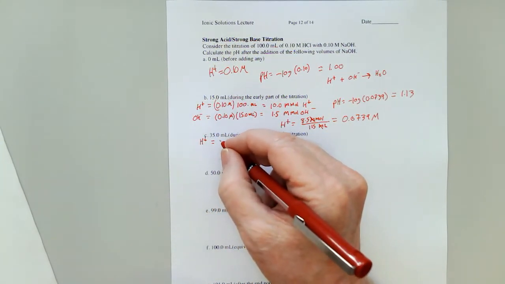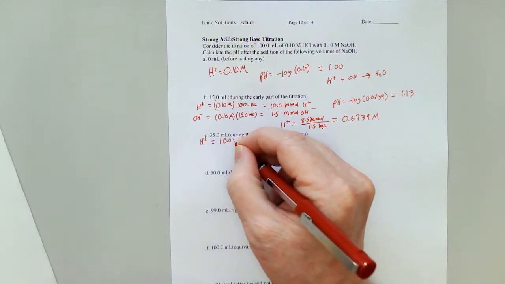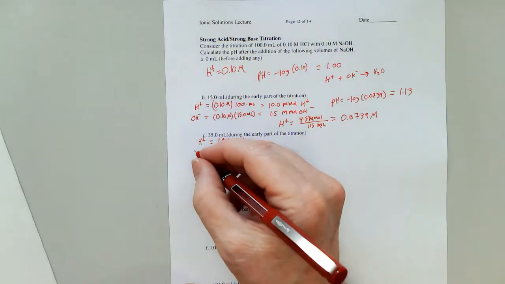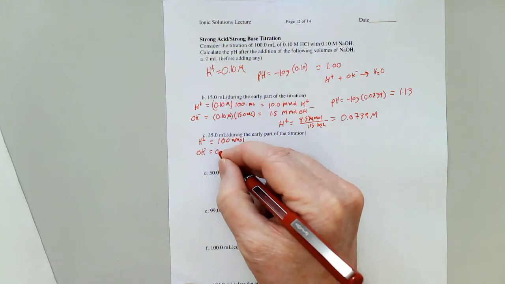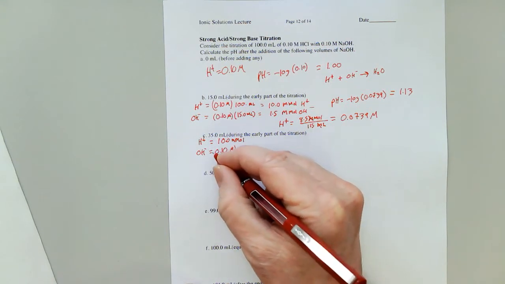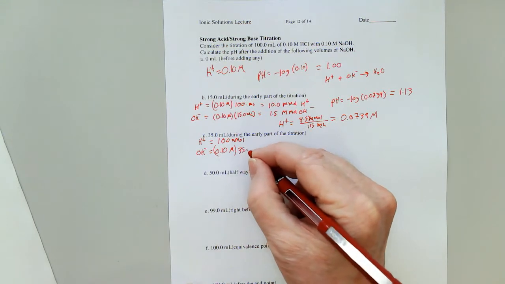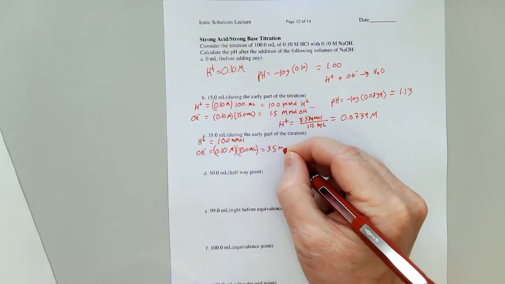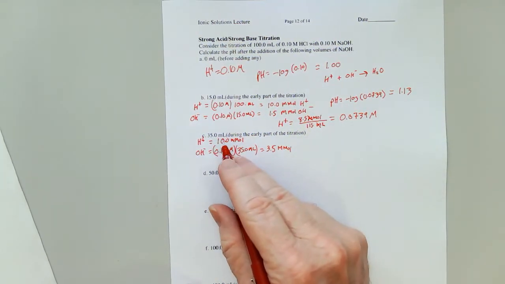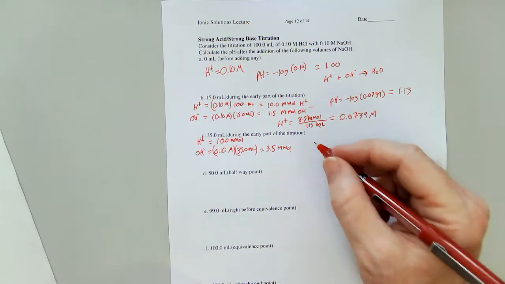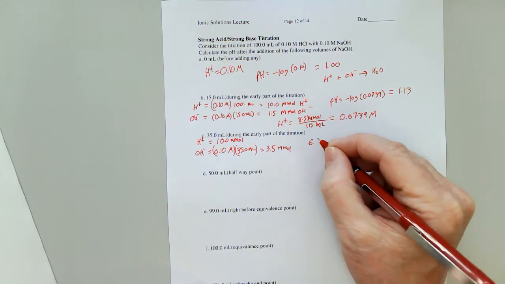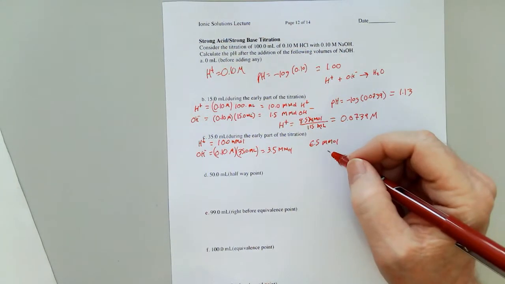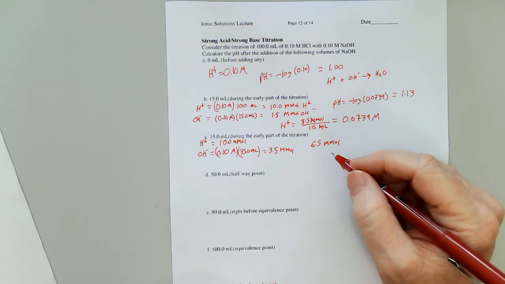Well, the H plus is still originally 10.0 millimoles. Calculated that up here. Now my OH minus is 0.10 molar times 35.0 milliliters. That's 3.5 millimoles. 10 minus 3.5 is going to give me 6.5 millimoles. Okay, so I've got 6.5 millimoles.